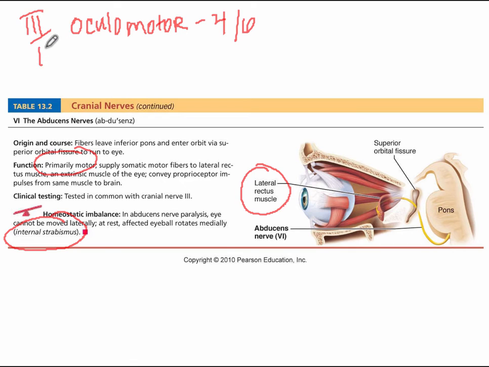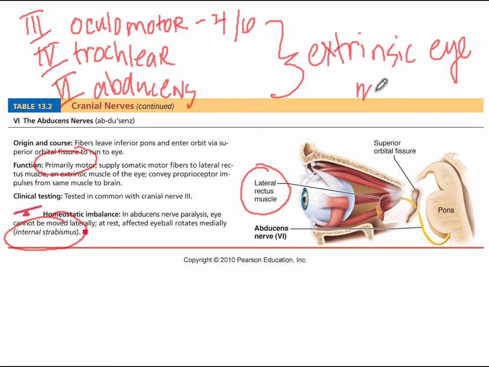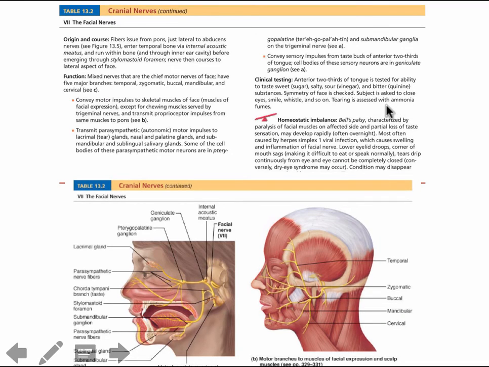Also, there is cranial nerve number 4, which is the trochlear nerve, and it's going to control one of the extrinsic eye muscles. And finally, there is the abducens nerve, which is the one shown here. What's very significant is that 3 out of the 12 cranial nerves are associated just with the extrinsic eye muscles. So this gives you an idea of how important they are. These are the muscles just outside of the eye that allow us to rotate the eye, to move it left and right, up and down.